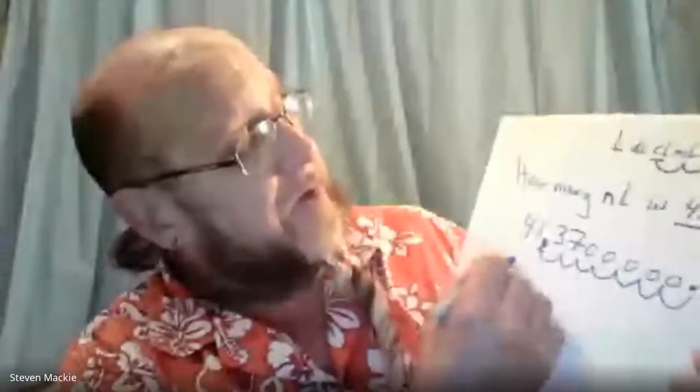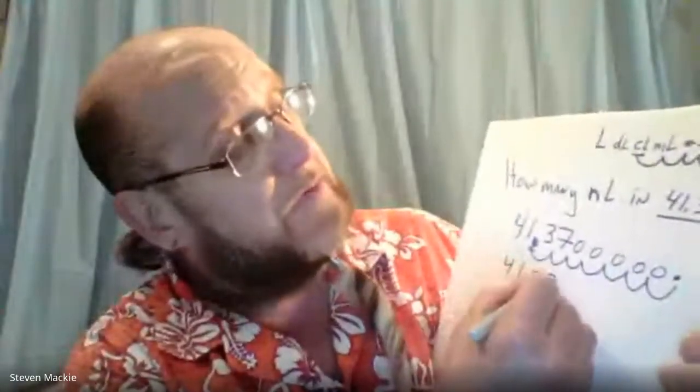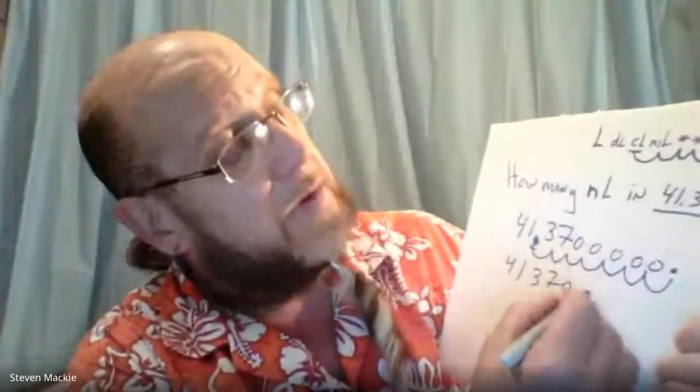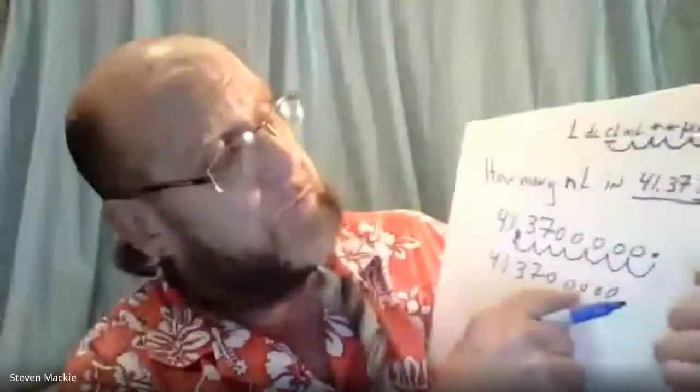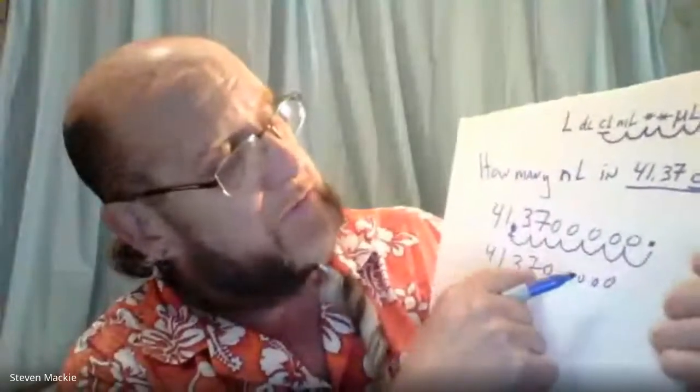All right, so here's the final answer. 41,370, 0, 0, 0, 0. Did I get the number of zeros? 1, 2, 3, 4, 5 zeros. 7, 3, 1, 4.